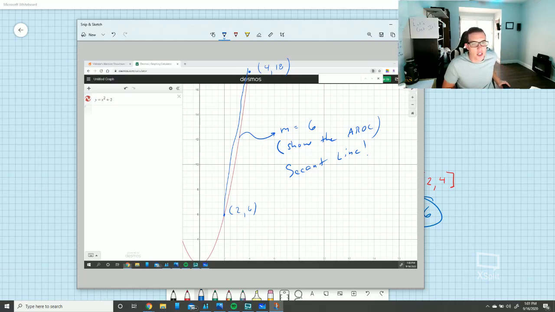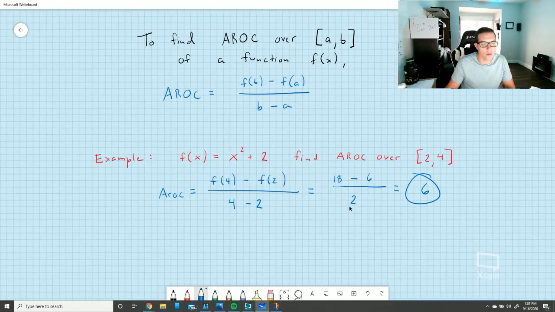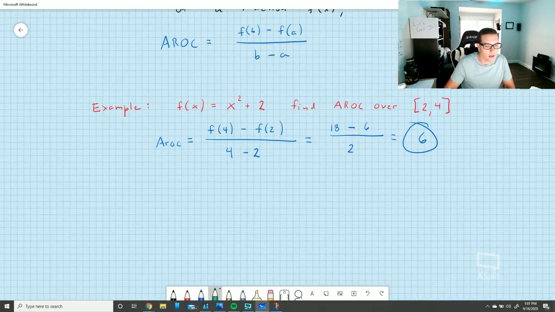A secant line shows the average rate of change. It has the slope matching the average rate of change. So the other thing I'm going to ask you to do in your homework is to find the secant line, or find the equation of the secant line.